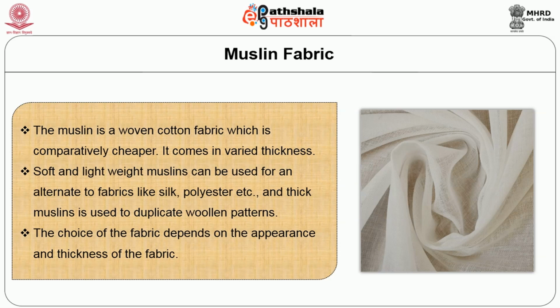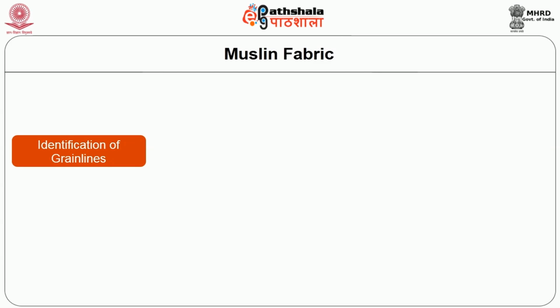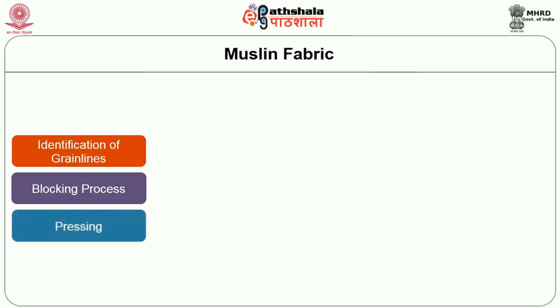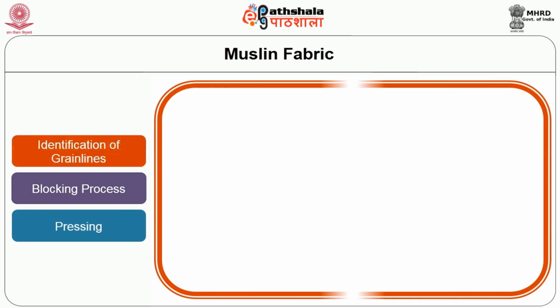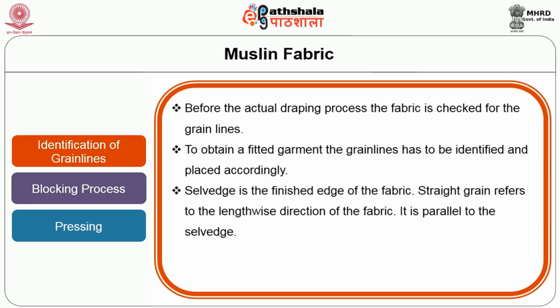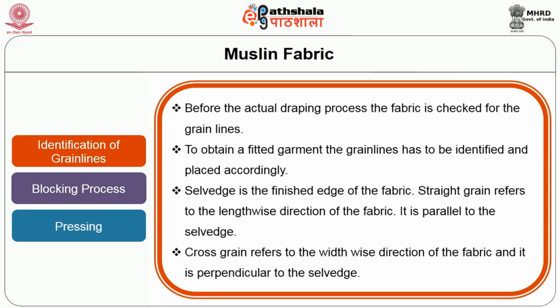It is very important to learn about the preparatory process for draping. It comprises three main important steps. The first is the identification of grain lines, the second is the blocking process, and the third is the pressing process. The identification of grain lines is a very important step. Before the actual draping process, the fabric is checked for the grain lines, and it is important to check the grain lines for correctly fitted garments.